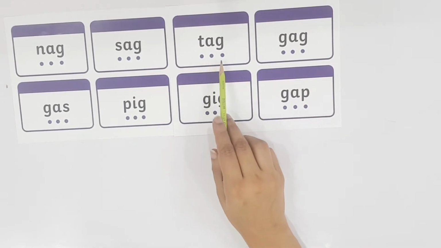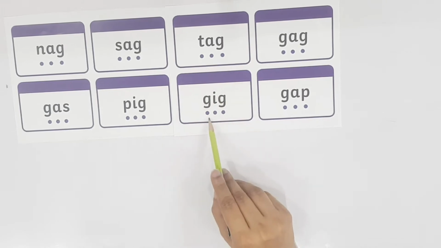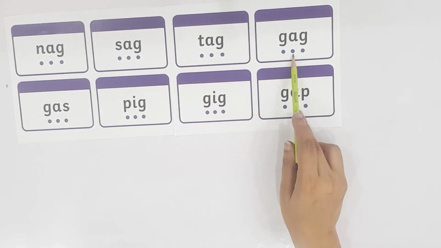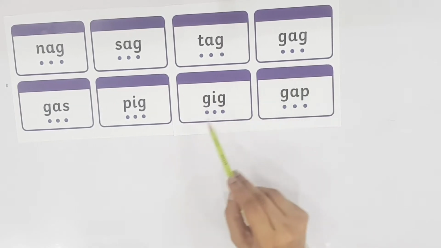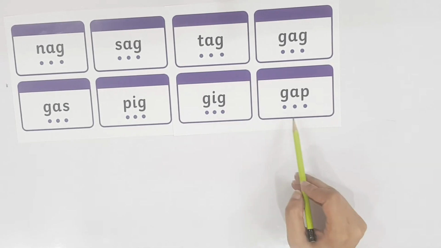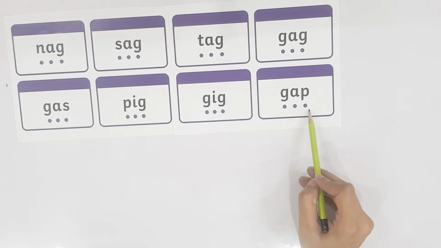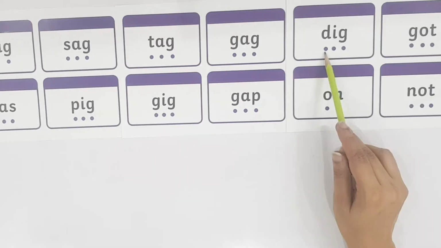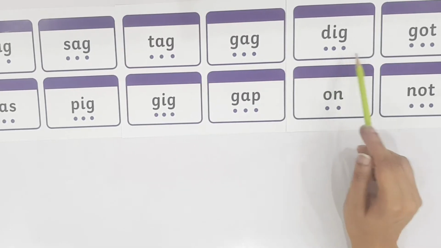T, a, g, tag. G, a, g, gag. G, a, g, gig. G, a, p, gap. D, a, g, dig.